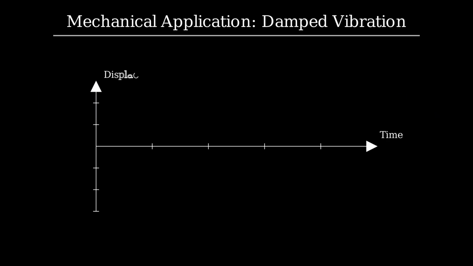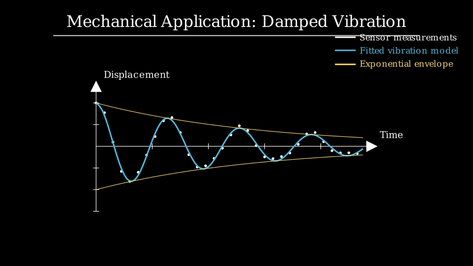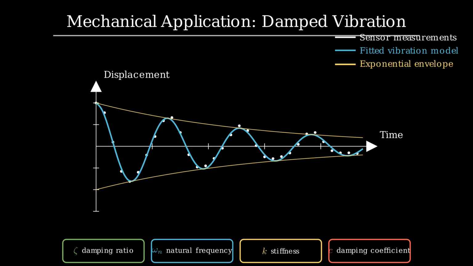The white points are noisy displacement measurements. Nonlinear least squares adjusts the model parameters until the blue curve best follows these points. From the fitted parameters, an engineer estimates damping ratio, natural frequency, stiffness, and damping coefficient. These values help diagnose vehicle suspension, rotating machinery, buildings, and robotic mechanisms.